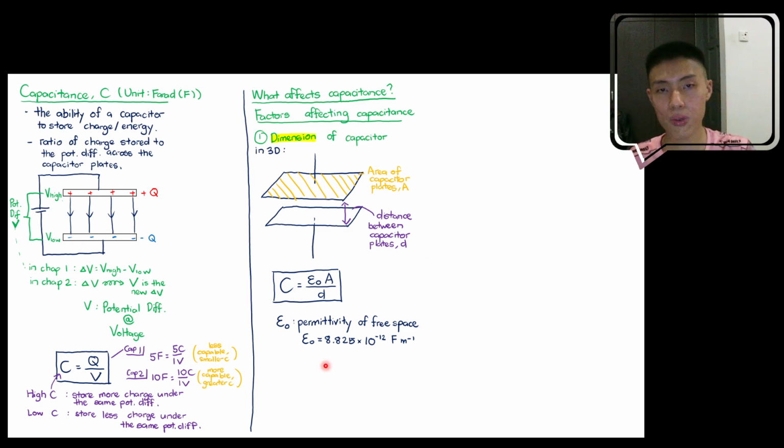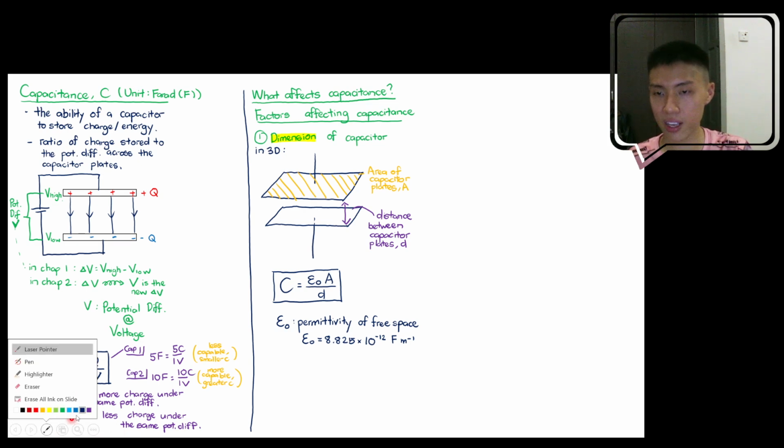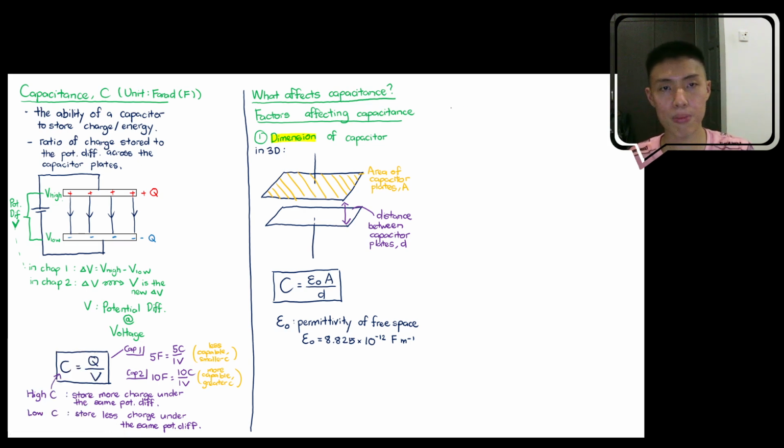So right now I'm going to move on to talk about the second factor, which might puzzle some people. Okay, the second factor that affects capacitance is the presence of dielectrics. I'm going to discuss later what dielectrics are in the next video, but right now let me tell you what happens if you have the thing which we call dielectrics.